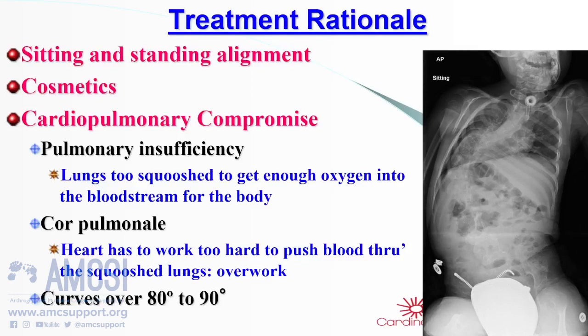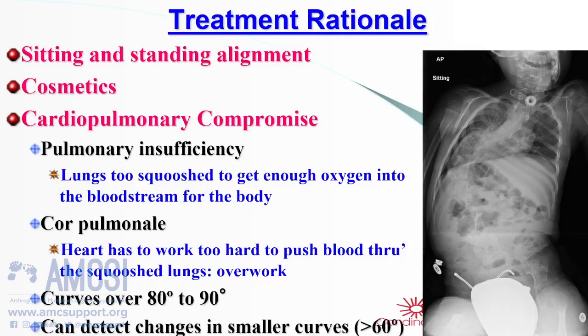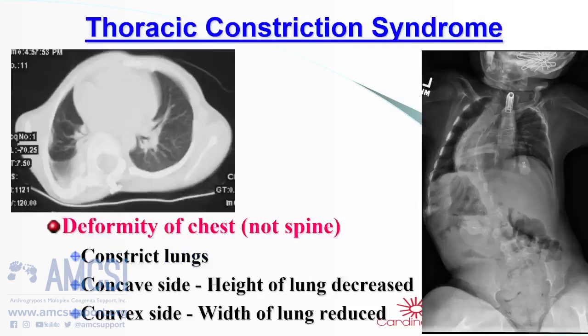Luckily, they don't happen until the curve is pretty big, 80 or 90 degrees. But even smaller than that, curves that are 60 degrees or greater, if you know how to test for it, you can already find that there's differences in how somebody's breathing and may also have an effect on their endurance for doing activities. But here we see a little bit about that chest deformity that we're talking about and how it's affecting the lungs.